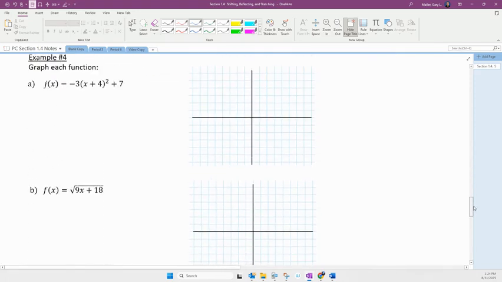Okay, so now let's just practice graphing a few and make sure we can get this all right. So let's make a list of what's happening. It is reflecting over the x-axis. It is 3 times, so stretching.